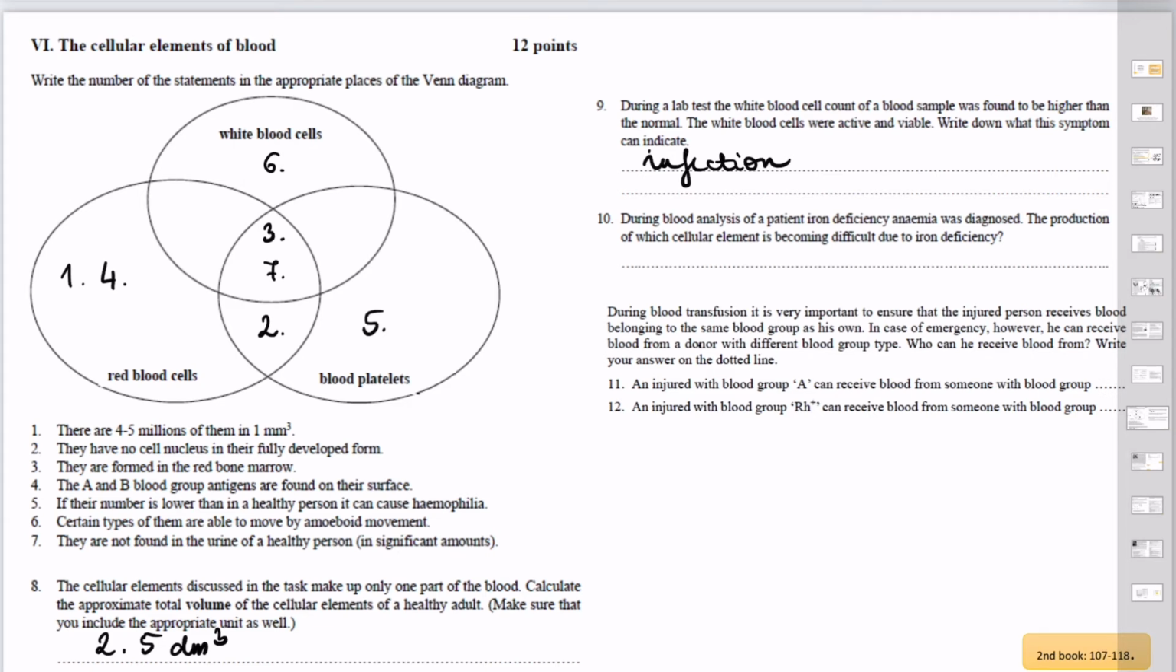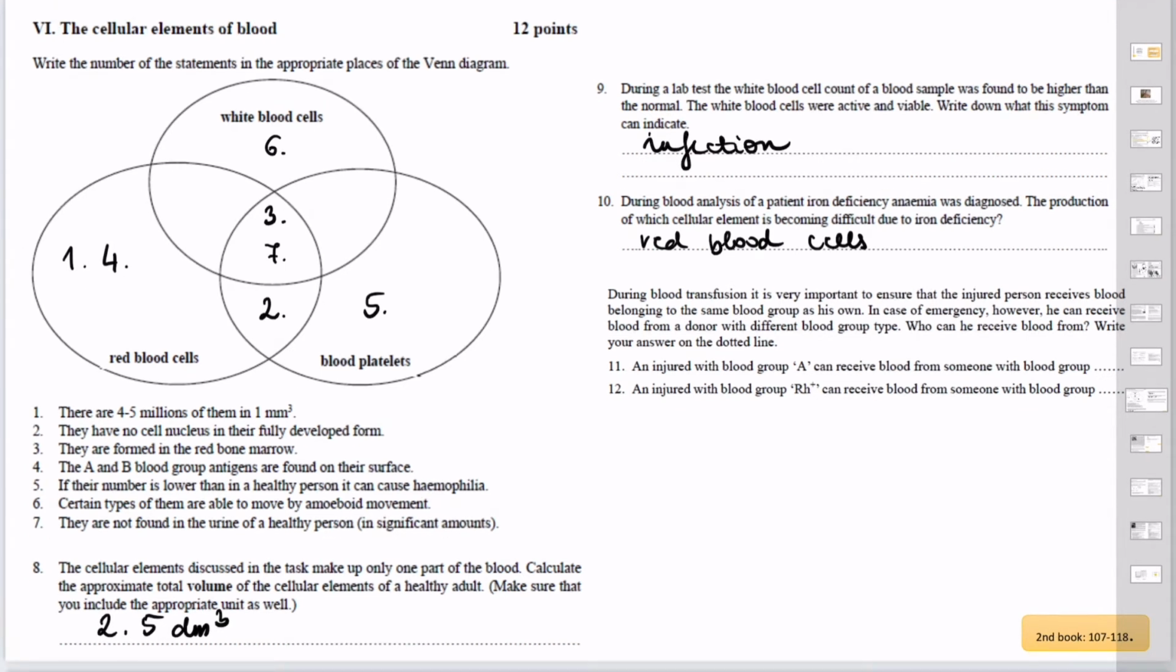During blood analysis of a patient, iron deficiency anemia was diagnosed. The production of which cellular element is becoming difficult due to iron deficiency? As we know, iron is an important building block of hemoglobin, and hemoglobin molecules can be found in the red blood cells. So the answer here is very straightforward, red blood cells.